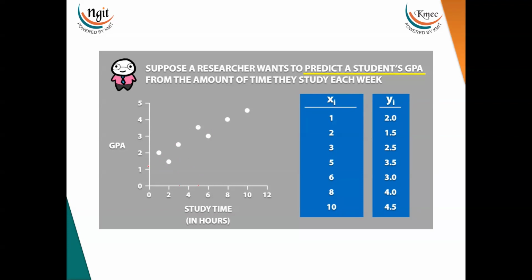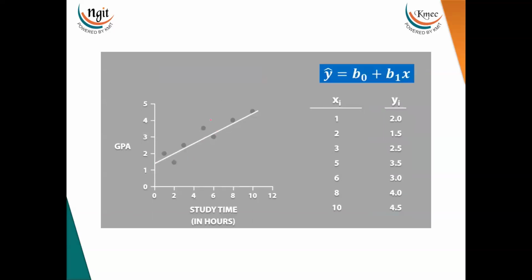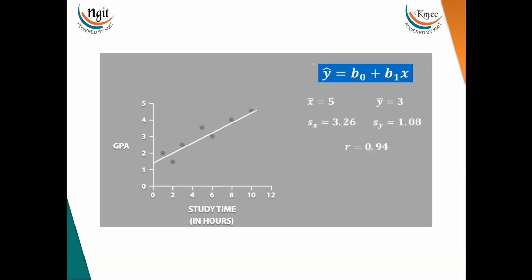Now, we have to draw a line which best fits the data. So, we are going to draw a straight line that is going to fit the data. That is the concept behind regression. Now, let us find out the predicted value. We have to predict the GPA for so many hours a particular student has studied. After this, we got the values as something like this: x bar equal to 5, y bar equal to 3, Sx, Sy and r.